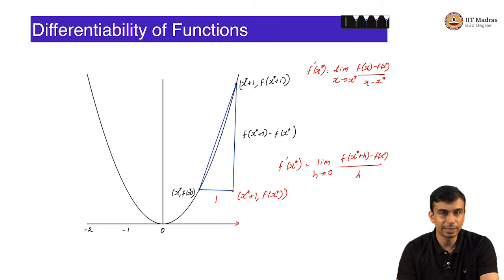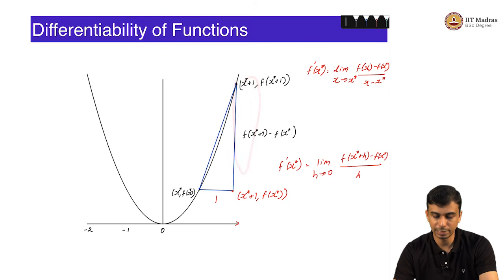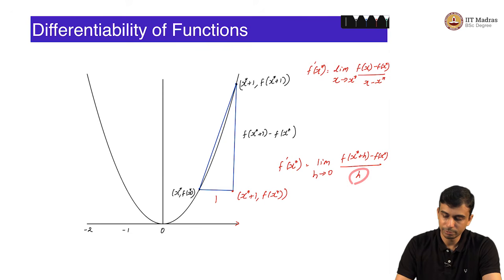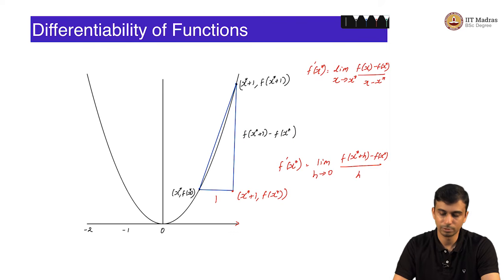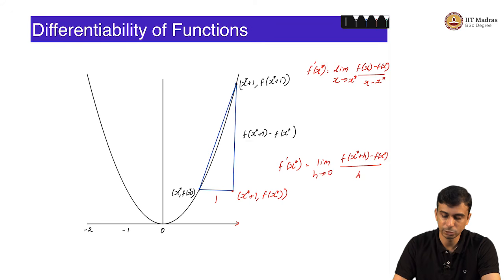So, you can imagine a triangle with these 3 points, x star comma f of x star, x star plus 1 comma f of x star plus 1 and x star plus 1 comma f of x star. You can imagine the triangle like this, and the length of this side is exactly equal to f of x star plus 1 minus f of x star. The length of this side is exactly equal to 1, and this ratio corresponds to f of x star plus h minus f of x star by h.